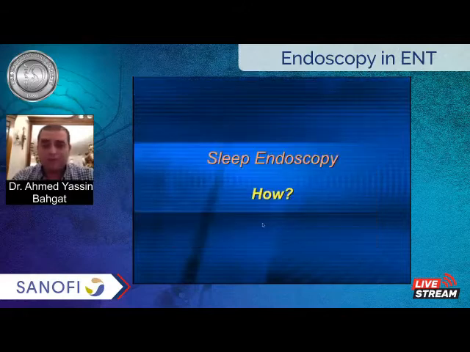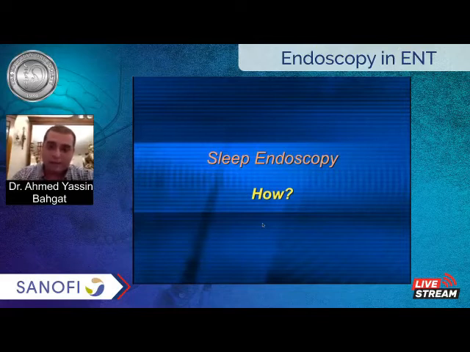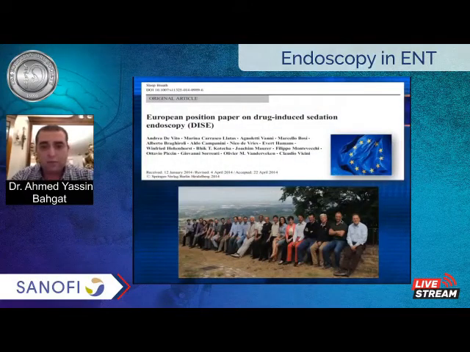How to perform sleep endoscopy? This is very important, and I'll take you step by step in order to know how to do it in a very simple way, and it's very important in sleep apnea patients. It's very easy to learn how to do surgery for the palate and the tongue base, cut that and stitch that. But before doing that, it's very important to judge which patient is eligible for that surgery and which patient is eligible for the other one. Here's the European position paper on drug-induced sleep endoscopy. All the experts of sleep endoscopy in Europe gathered together and wrote a guideline.